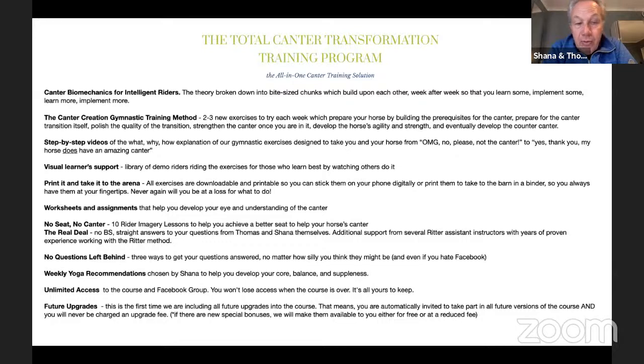Next point here, the answers to your questions from me, Shanna, our support team, our assistants. We have a great team of assistants who've been with us for a long time now and who understand the system, the method. They're all teachers and they all are very good riders, so they can really help you well.